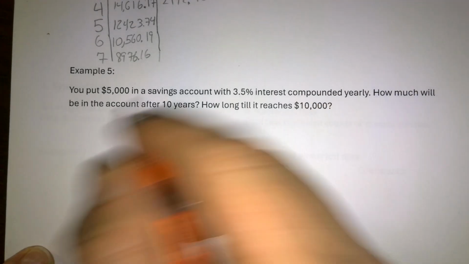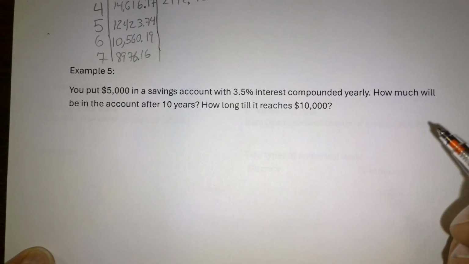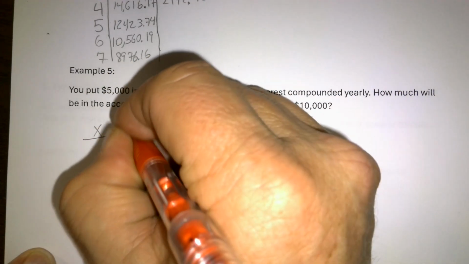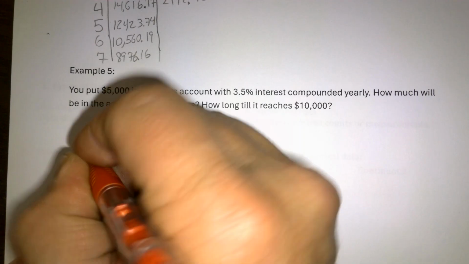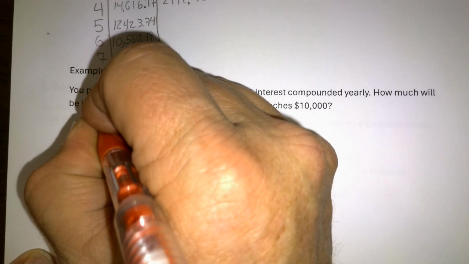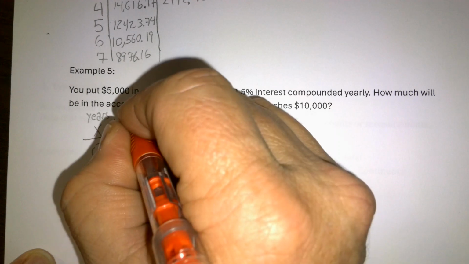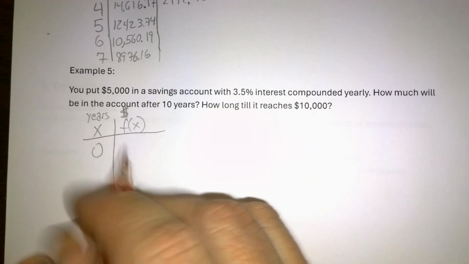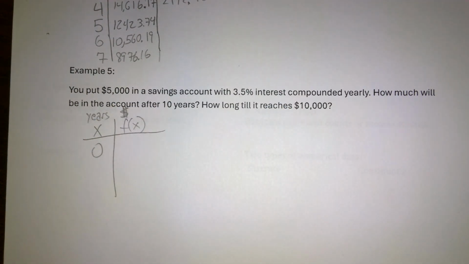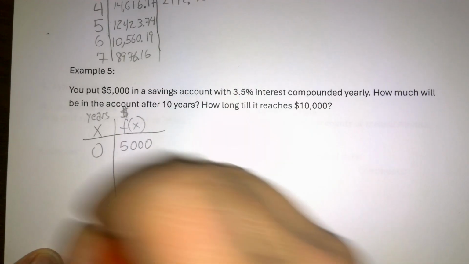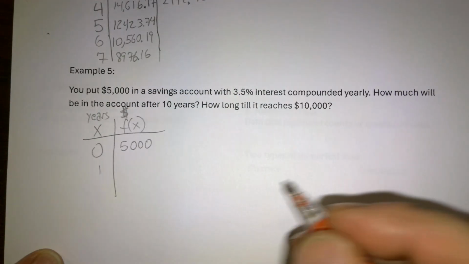All right, so we're going to start with x and f of x, and x is going to be time. This is going to be years, and then this is going to be your money in the savings account, right? So I'll just put a $ sign up there and remind us that's money. Now, at 0 years, this is your 5,000, right? That's your original amount. But what about 1 year? How much money would be in there?